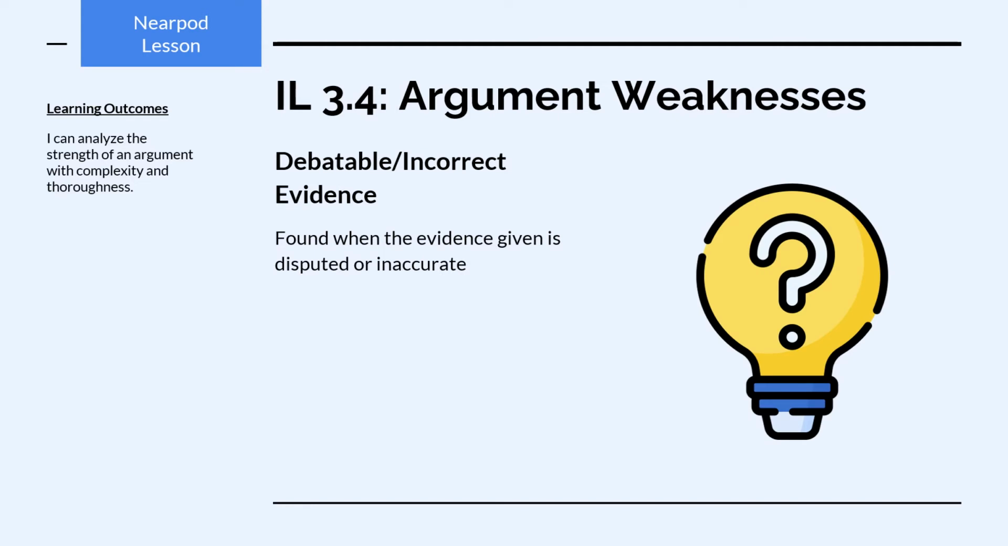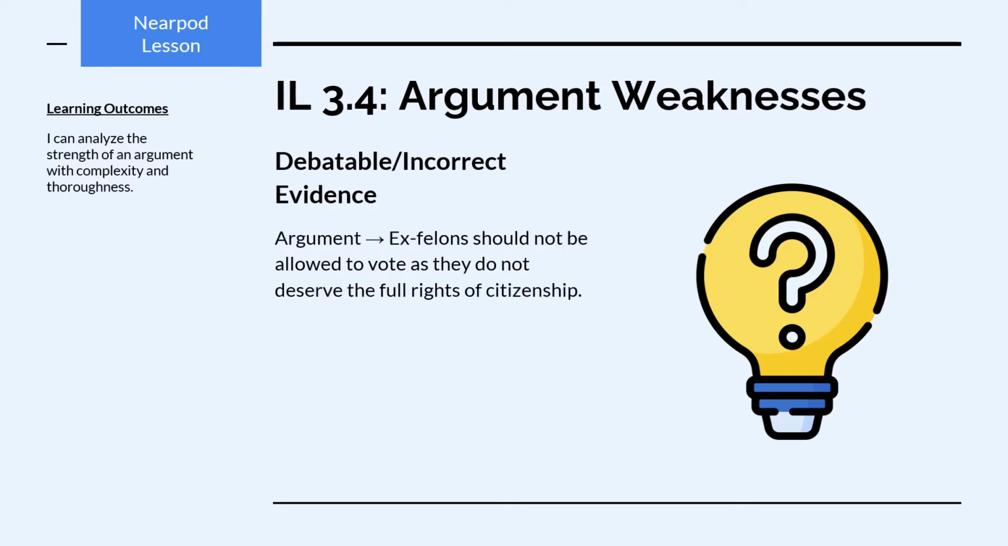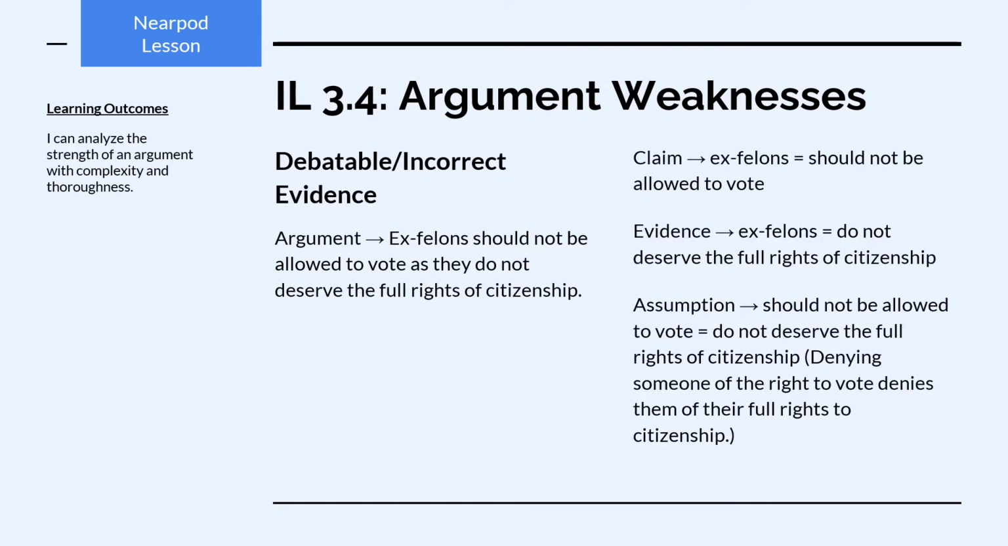Next, let's look at debatable or incorrect evidence, which is found when the evidence given is disputed or inaccurate. Such as with this argument here, that ex-felons should not be allowed to vote as they do not deserve the full rights of citizenship. Our claim is that ex-felons should not be allowed to vote, and our evidence is that ex-felons do not deserve the full rights of citizenship.